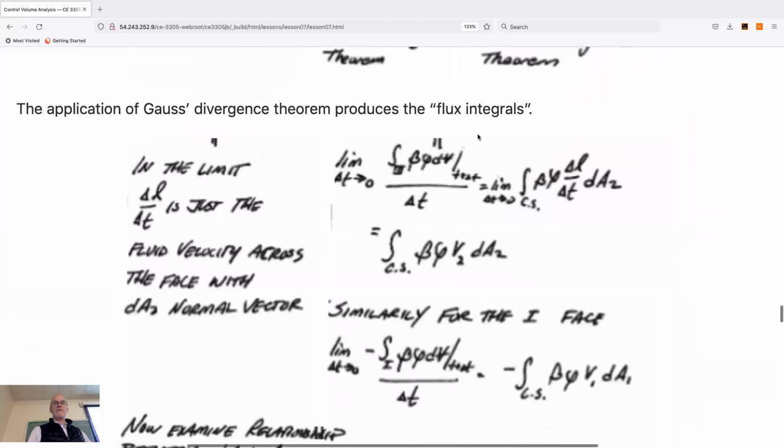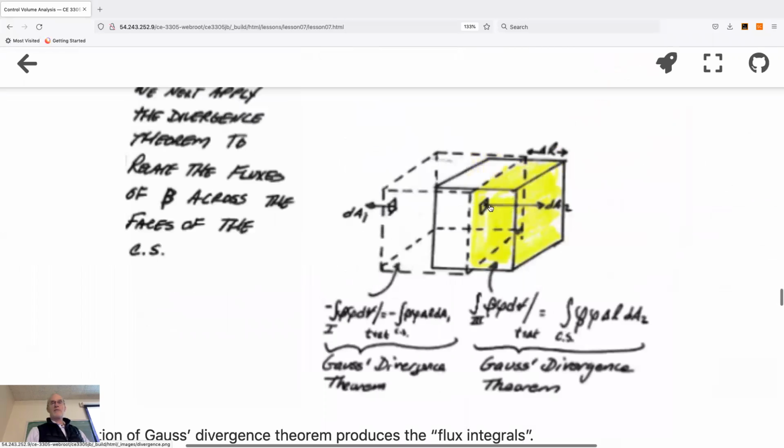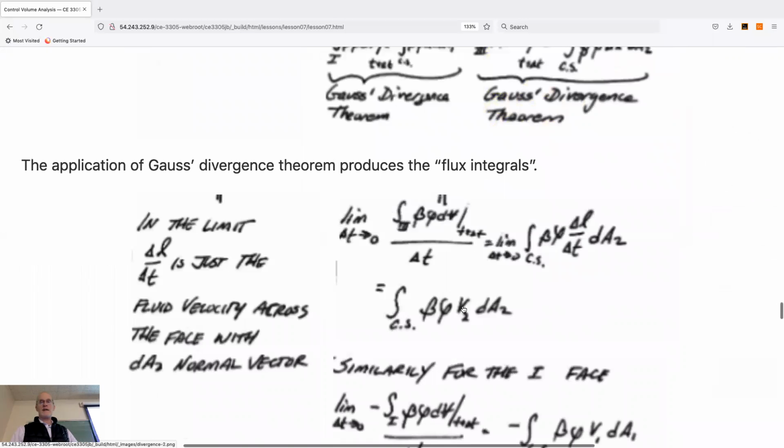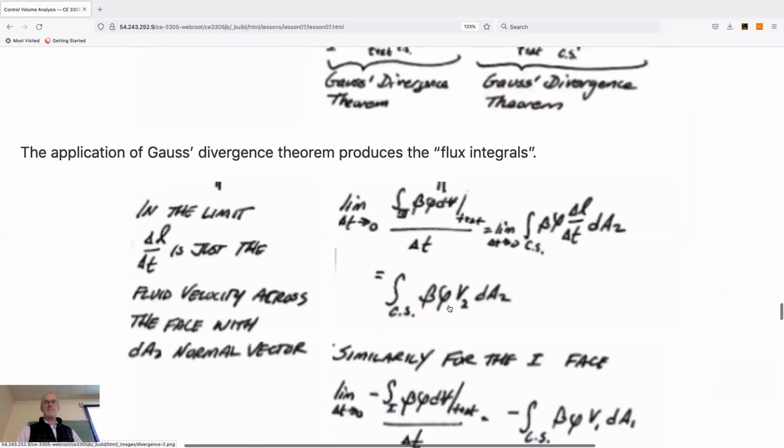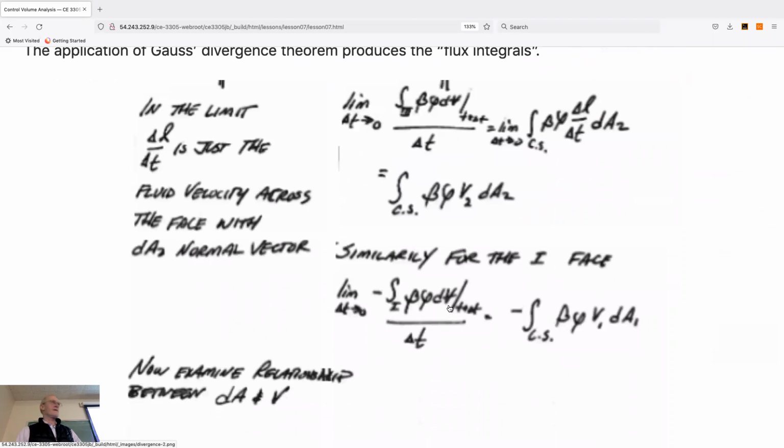And you can read that on your own there. And so the velocity at this face multiplied by that area is how much mass has to leave in some time limit. And that's where we get the velocity term and the area term. And the beta rho is just, in this case, the mass flux. And similarly for the left region, region 1, we have minus beta rho V1 dA1.